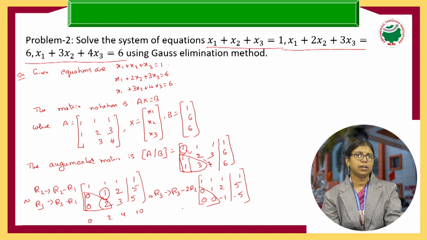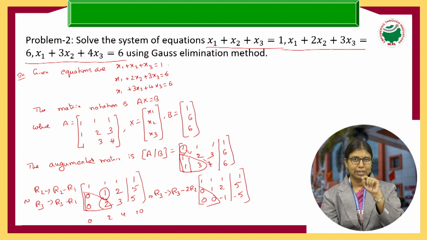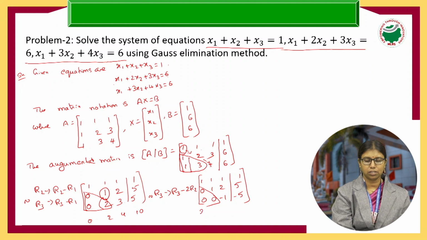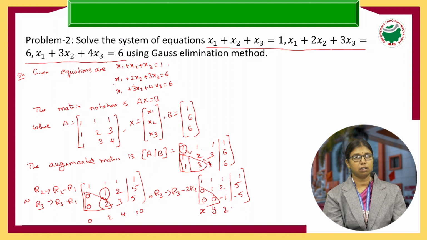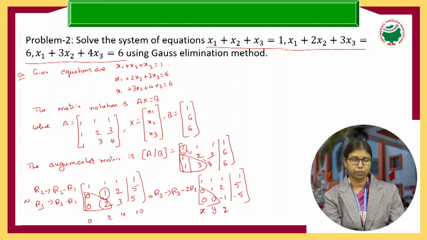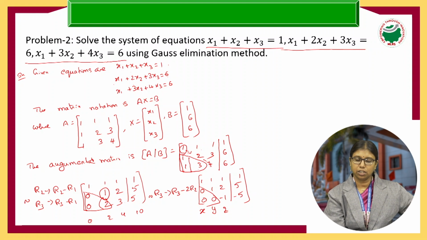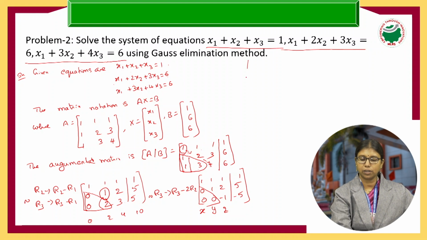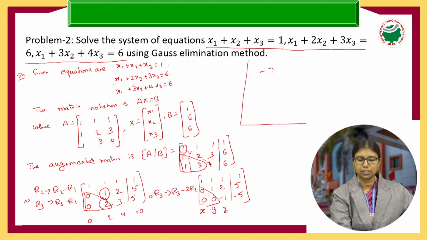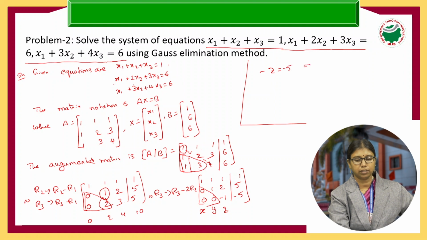So once you got the upper triangular matrix, then what we have to do? You have to do back substitution by treating first column values as multiples of x, second column as multiples of y, third column as multiples of z. Now take the third equation, the last row. So x multiple is 0 plus y multiple is 0 plus z multiple is minus 1. So this is minus z equal to minus 5. That means z is equal to 5.